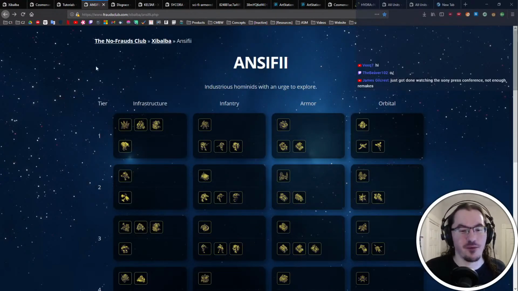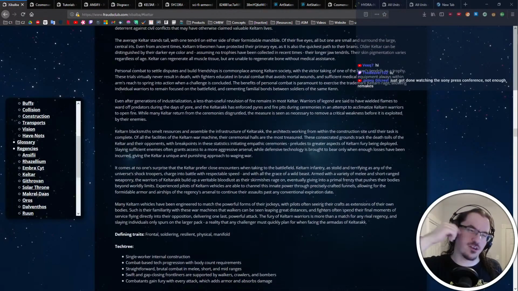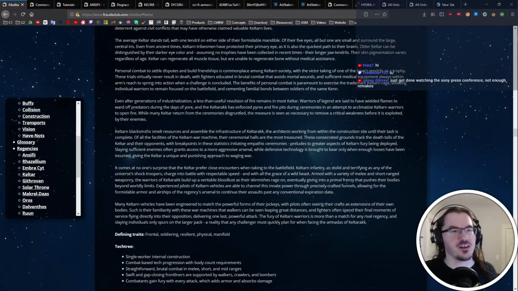But yeah, so these are some of the things that I'm starting to think about: do we want to diverge from the existing path from the get-go, or do we just want the Keltar to be like, because I kind of imagine the Keltar and the Ensifi could have similar traits where they move slower than other workers, but they can bring more resources back per return or something like that.